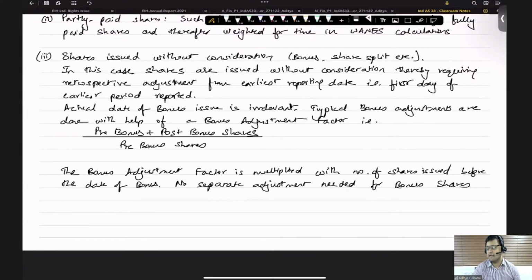Always take note, it depends on the bonus ratio. We'll be doing a question right now from your study mat. There you can see that it depends on the bonus ratio. In my example it was 1:1, so for one existing share you are getting one bonus.